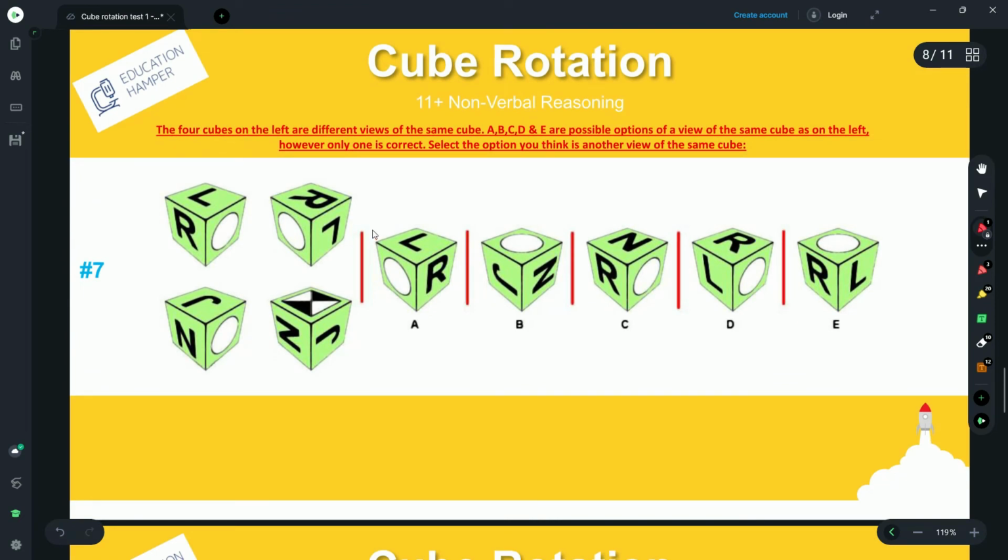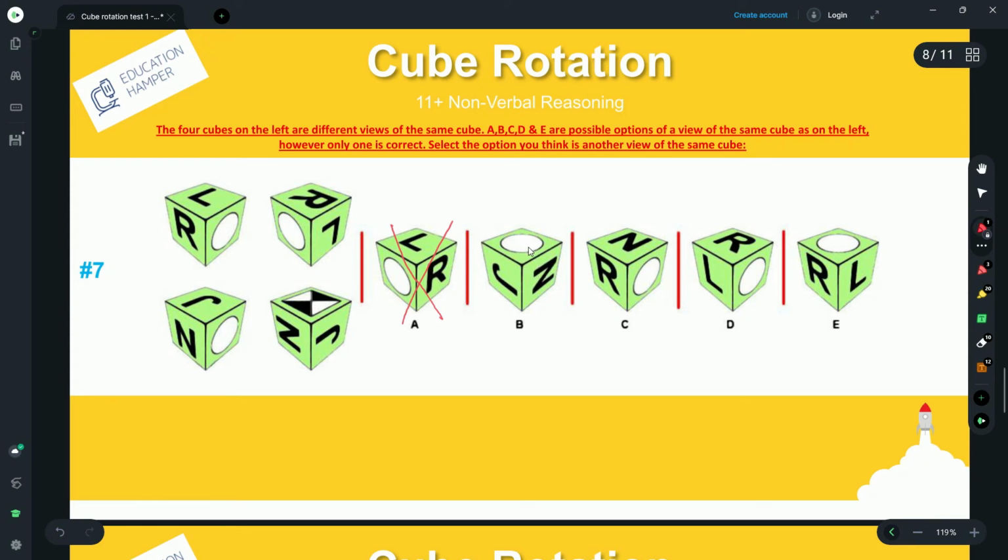Right, question 7. Let's start looking at the possible answers. A, so we have the bottom of the L facing the circle, and the side of the R facing the back side of the R facing the circle. So what do we see here? We see the front side of the R facing the circle. So we can remove that. That's incorrect.